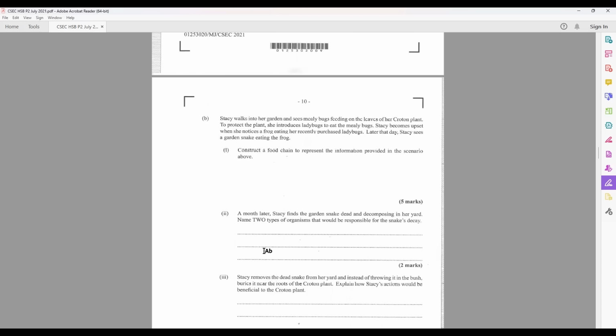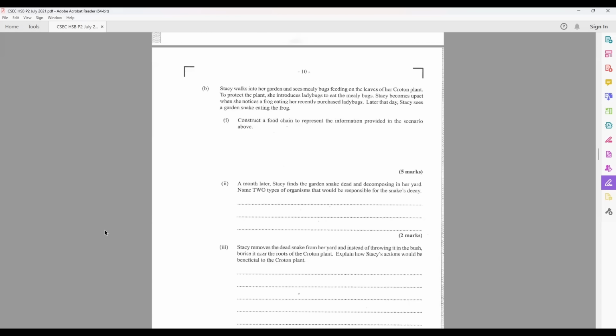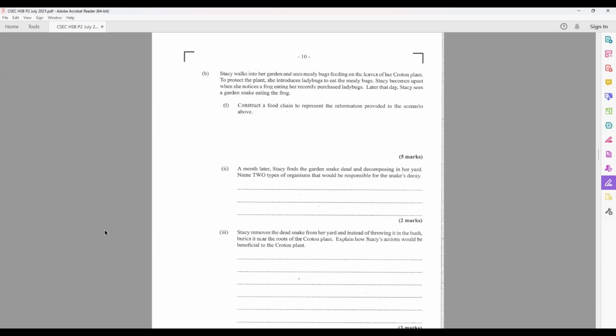Stacy walks into her garden and sees mealybugs feeding on the leaves of her croton plant. To protect the plant, she introduces ladybugs to eat the mealybugs. Stacy becomes upset when she notices a frog eating her recently purchased ladybugs. Later that day, Stacy sees a garden snake eating the frog. Construct a food chain to represent the information provided in the scenario above.